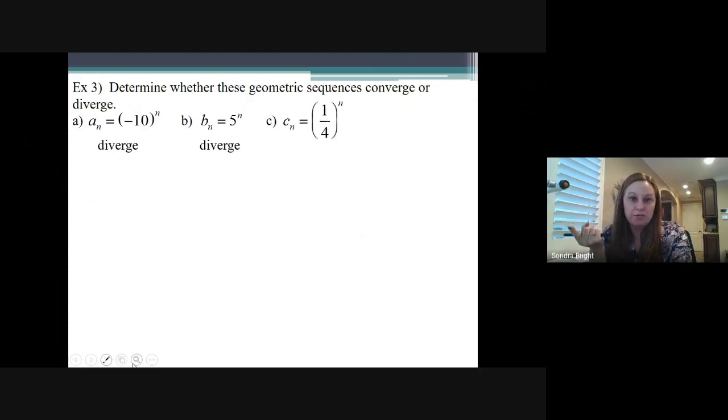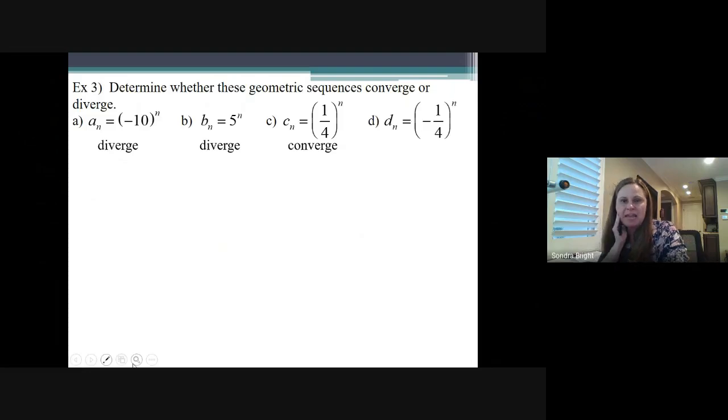Oh, 1/4 to the n. When n is 1, you'd have 1/4. And when n is 2, you'd have 1 over 16. When n is 3, 1 over 64. So they're getting smaller, right? When the denominator is becoming a bigger number, then the whole fraction is becoming smaller. So that one converges.